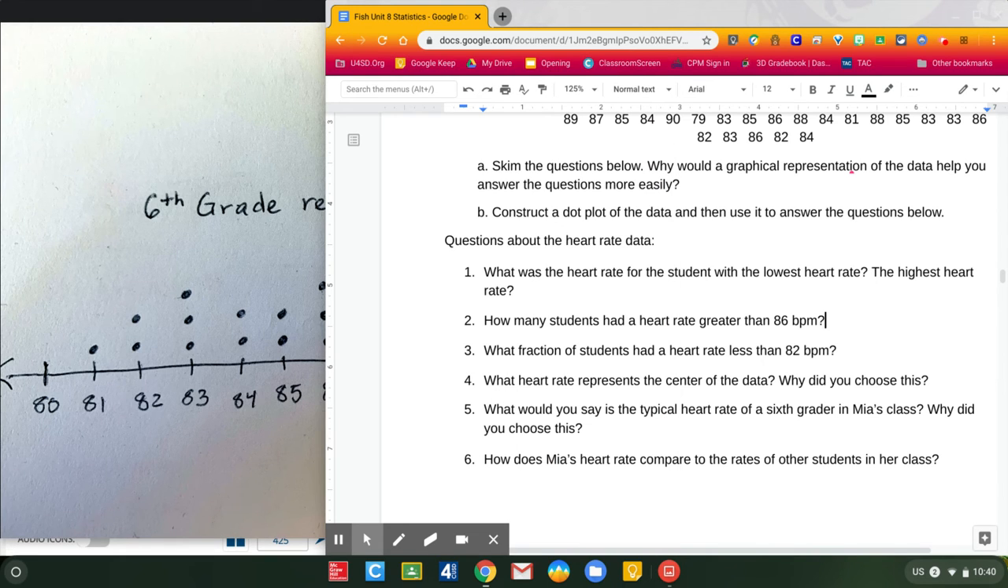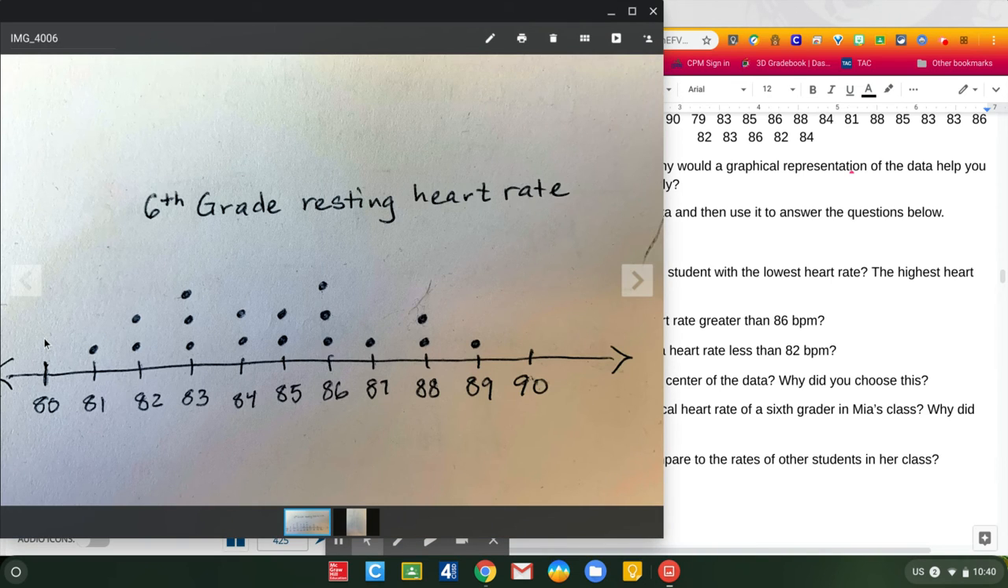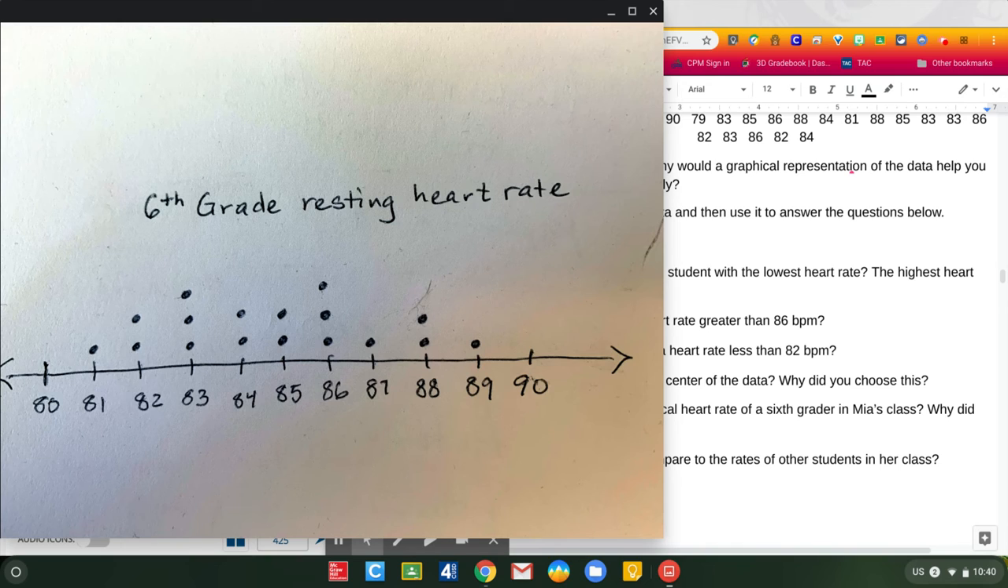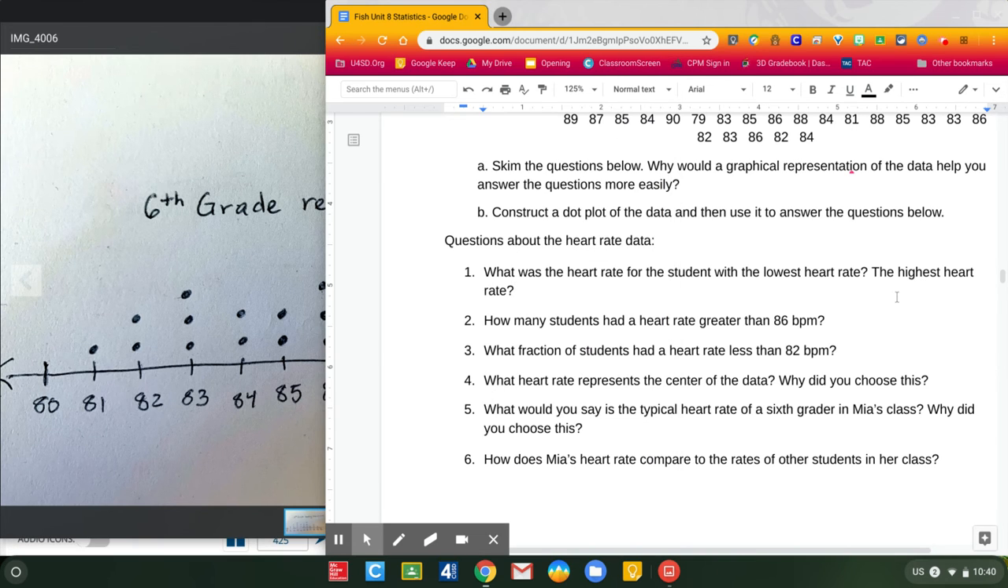And how does Mia's heart rate compare to the rates of other students in her class? Mia's heart rate is definitely below the other students. So if her goal is to become a track star, and we know that track stars tend to have lower resting heart rates, this probably indicates that Mia's in pretty good shape. All right, moving on down.